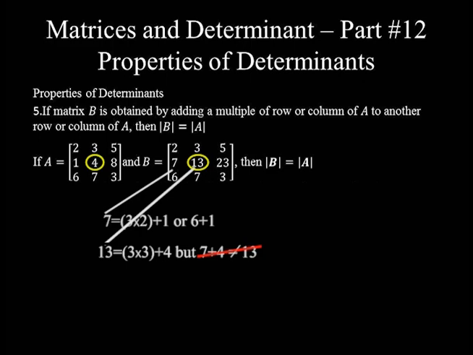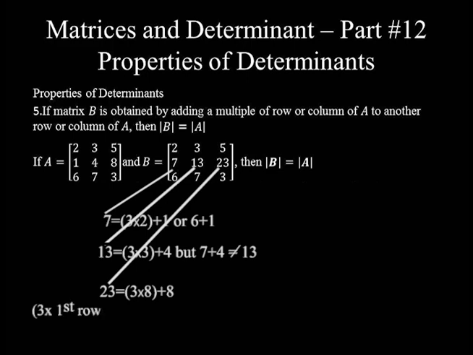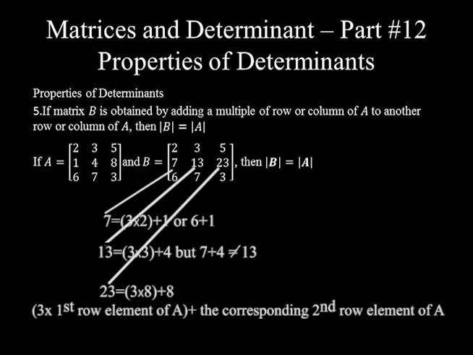When you come to the row 2 column 3 elements, row 2 column 3 of matrix A is 8, and row 2 column 3 of matrix B is 23. 23 means 3 times the third element of the first row, that's 5 plus 8. So the mathematical relationship that transforms row 2 of matrix A to row 2 of matrix B is 3 times the first row elements of matrix A plus the second row elements of matrix A. As we defined, if a matrix is obtained by adding a multiple of a row or column of a matrix to another row or column of the same matrix, then the determinants of the two matrices are equal.